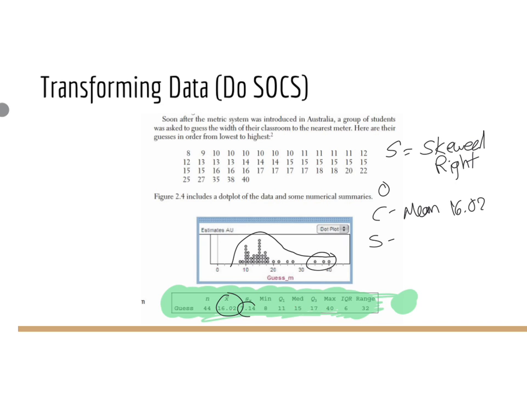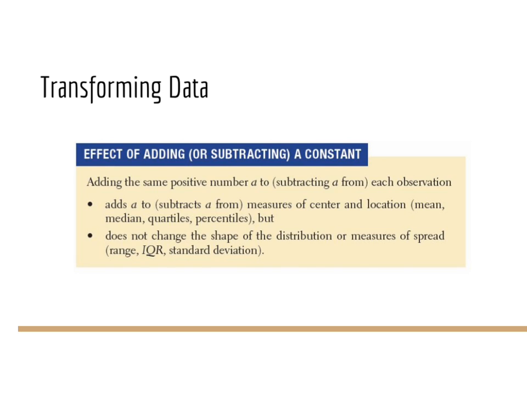Okay. Now, what we're going to do is we're going to look at what happens when we transform this data by, again, adding, subtracting, multiplying, and dividing. So let's take what happens when we're adding or subtracting. They're kind of the same power. So when we're adding, we're going to add that constant number to the measures of center and location. So anything that is the center or a measure of location, so percentiles, quartiles, the median, we're going to add that number to it, okay?